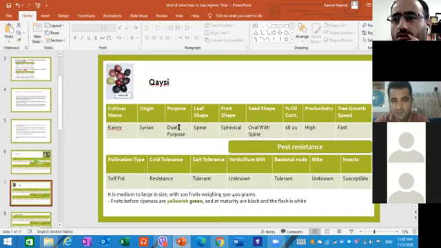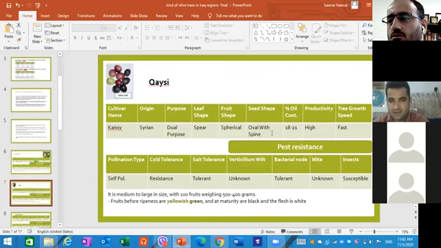About purpose, it is dual purpose, and we can use it for eating and for oil. The leaf shape is spear, and the fruit shape is spherical, looks like a ball.